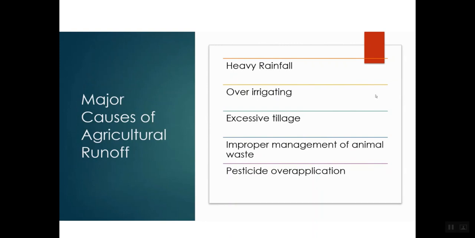And then with your excessive tillage, when the soil's loose, it's going to be more prone to being washed away. So then you're also going to end up with ruts and gullies in your field, which are going to have to be filled in eventually anyway. And then with animal waste and pesticides, whenever they're applied to the field, anything excessive that can't be absorbed into the ground is going to be carried away before it has time to soak in and do what it's supposed to do.